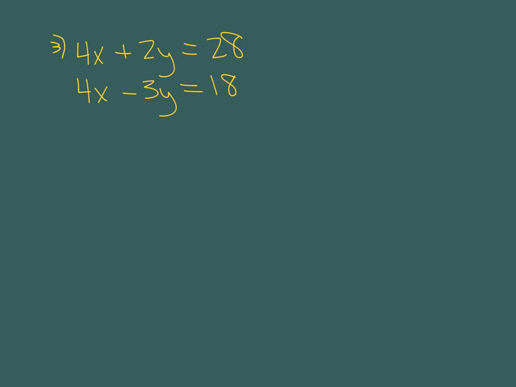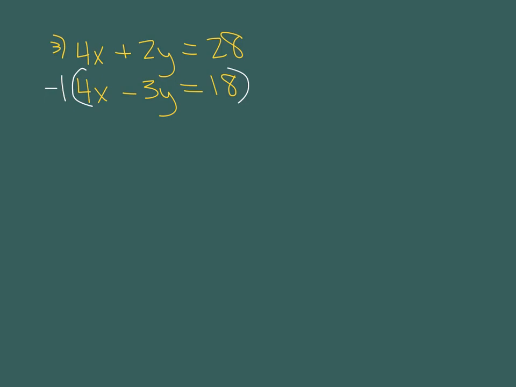Okay, in this last problem, we have 4x plus 2y equals 28 and 4x minus 3y equals 18. What you can see with this one is that both of those 4x's are positive, and if I add them, it's not going to be eliminated. So what I need is one of these to be a positive 4x and one to be a negative 4x. I can achieve that by multiplying either one of the equations by negative 1.